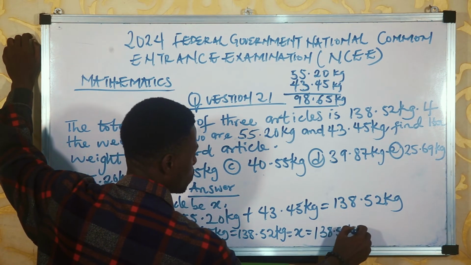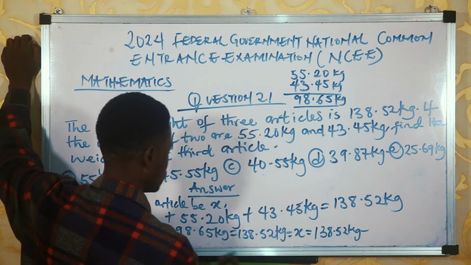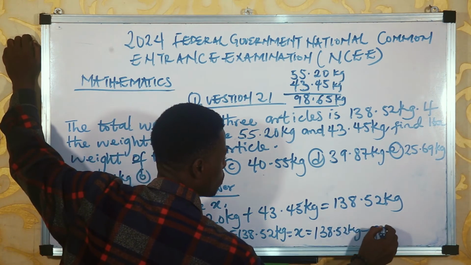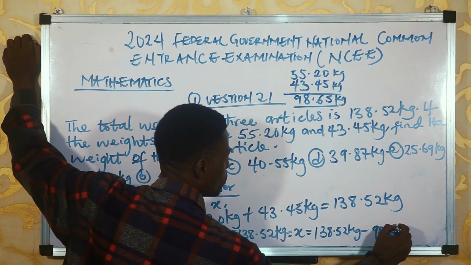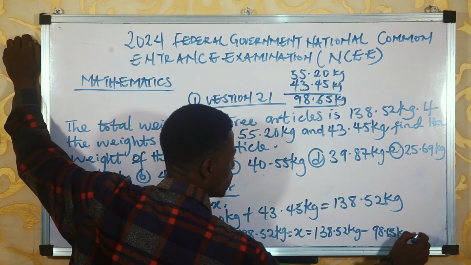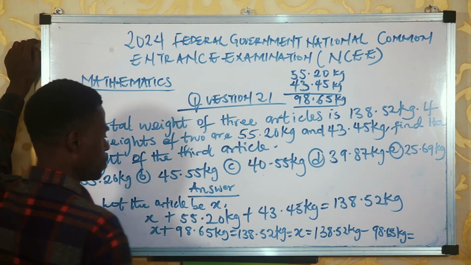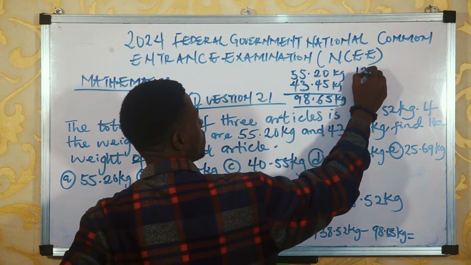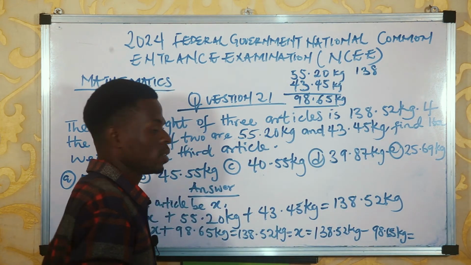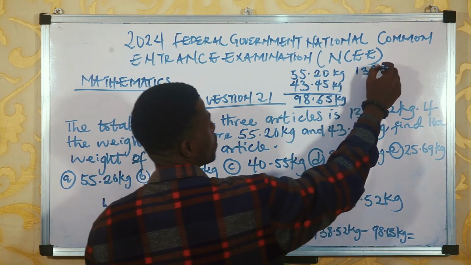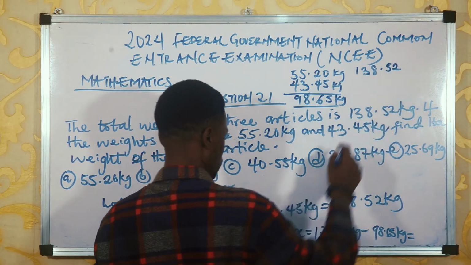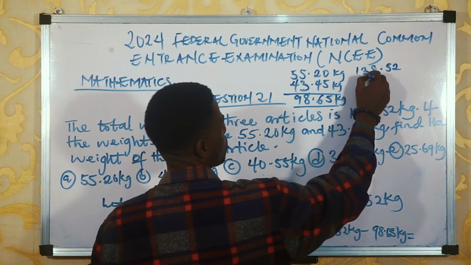138.52 kilogram minus 98.65 kilogram. So let's check our answer. Let's subtract it. So in this place, we have 138. We take note of that. 138.52 minus 98.65.